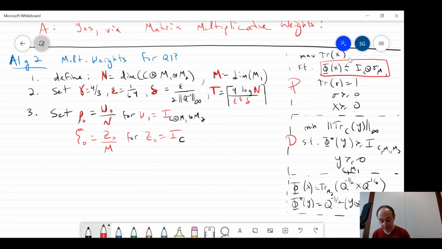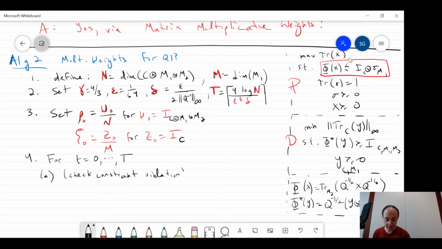So let me write down the actual loop now, for t equals 0 up to capital T. What you're going to do is check constraint violation, as I just said. Again, to be clear, I'm talking about this one over here. This is what I mean by the constraint. So what we're going to do is let pi t, because I'm at time t, be the projector.